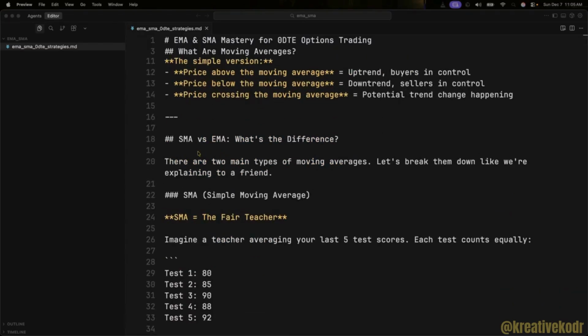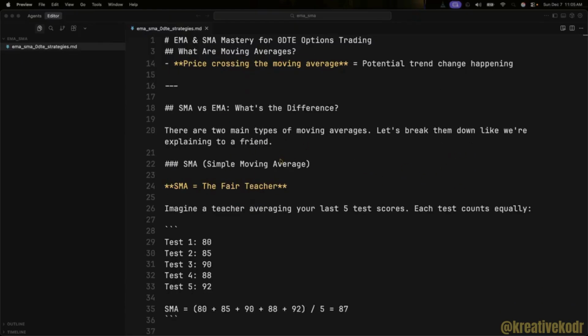All right. So what's the difference between SMA, the simple moving average, and the EMA, the exponential moving average? These are the two main types of moving averages. I mean, there's also WMA, RMA, TMA. It gets real crazy when it comes to using different moving averages, but we're going to keep it simple here. We're going to use the two main ones, which are the simple moving average, SMA, and the EMA, the exponential moving average.